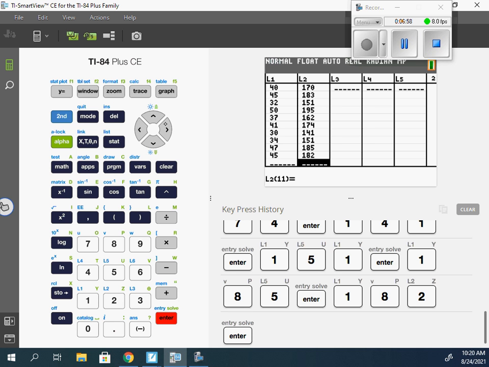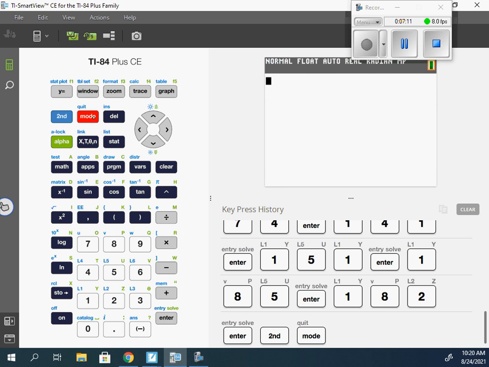Any questions on this here? So we have all that inputted, yes? Go on and hit second, quit, second mode. So we should be back to the home screen. Now we did talk about the R value being close to 1. We have to actually turn that on, because if the calculators get reset or it hasn't been turned on, it's not going to show up the R value. We have to turn it on.